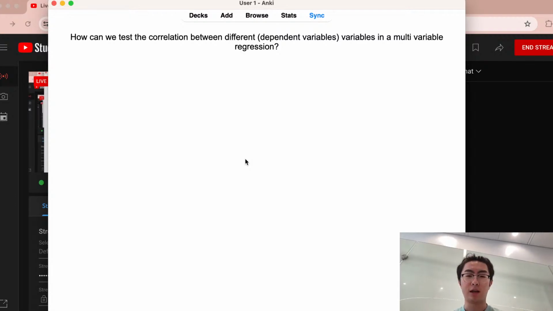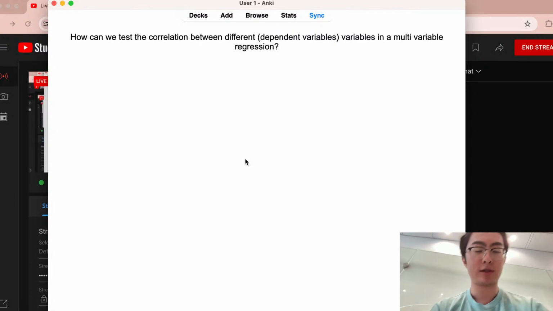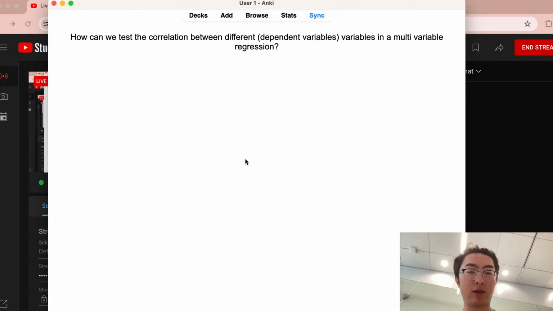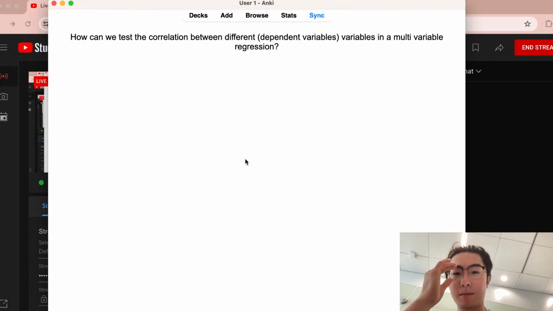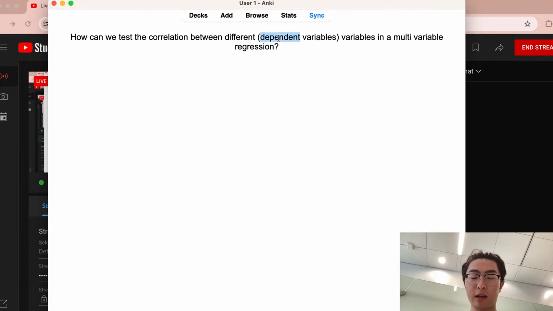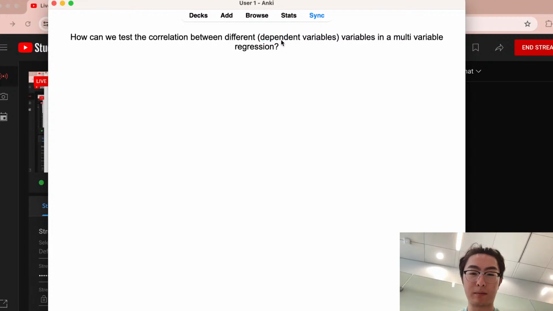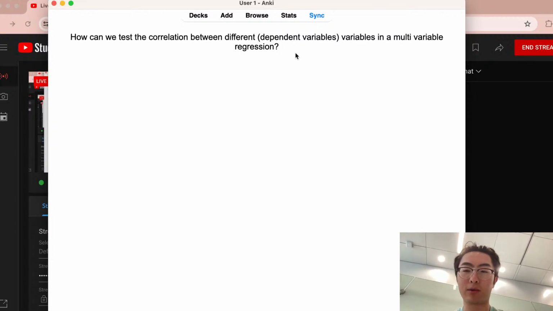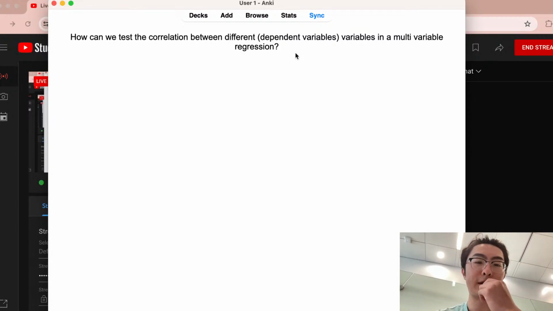I honestly have no clue. This question is asking, how can we test the correlation between different independent or different dependent variables in a multivariable regression? I'm not entirely sure what I meant by dependent variables. I made this a while ago. Maybe I meant independent here, but dependent variables are kind of the outputs of the multivariable regression. Maybe that's what I'm talking about, but testing the correlation.